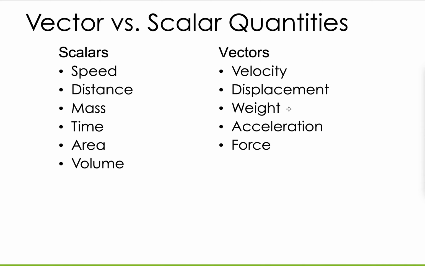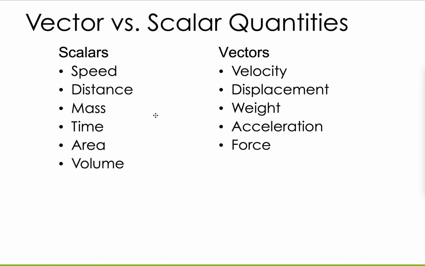Hopefully that makes sense to everybody. So the direction of your weight is always towards the center of the earth, unless you're on another planet, then it's towards the center of that planet. Your weight and mass are related, but only because the acceleration of gravity is always the same on planet Earth. We'll get into this more later in the year. But mass doesn't change, weight can, depending on gravity.